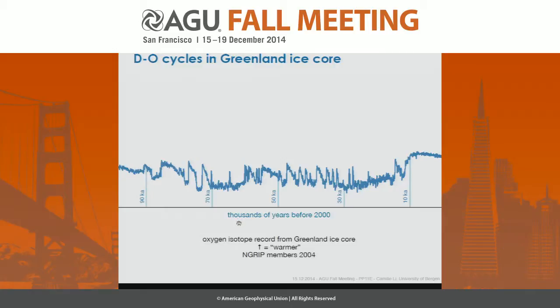All right, so I've turned the time scale around on you. Here's 90,000 years ago up to the present. And here are the DO cycles in one of the Greenland ice cores. You can see them over here. I just wanted to put this up to point out a few things that we're going after.